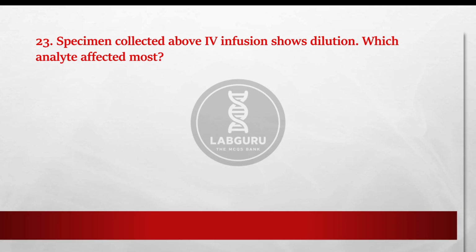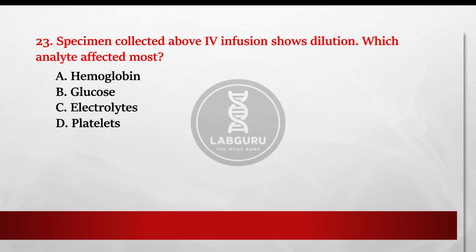Question number 23. Specimen collected above IV infusion shows dilution. Which analyte is affected most? The options are option A hemoglobin, option B glucose, option C electrolytes, and option D platelets. The right answer is option C, that is electrolytes.